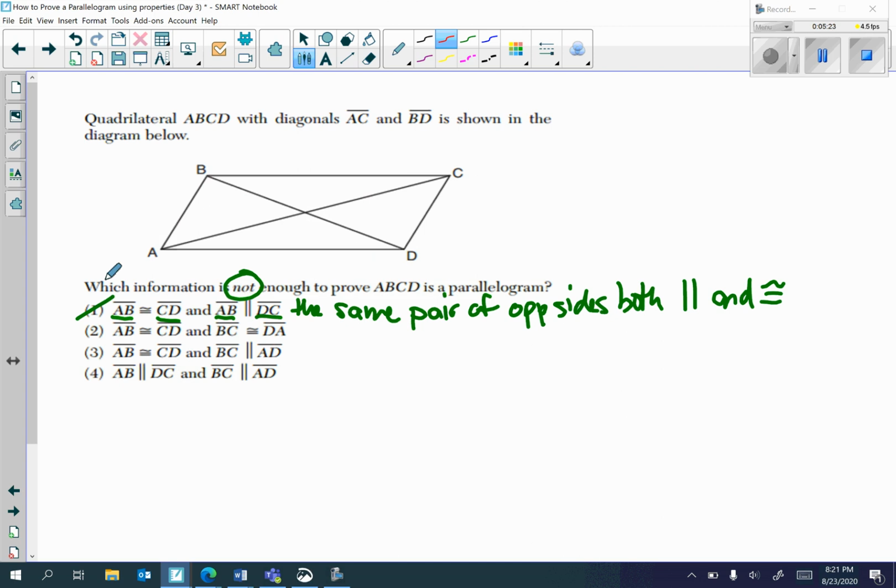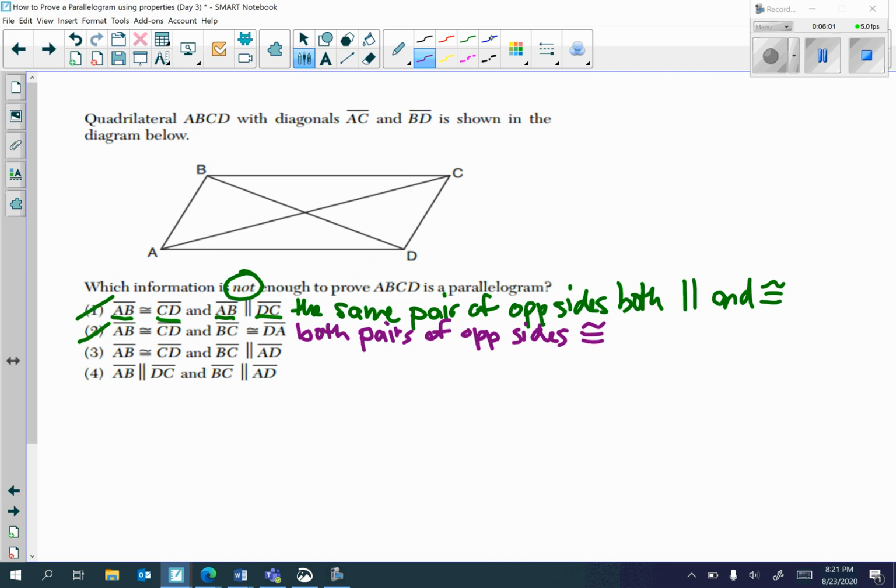Let's look at the second one. AB is congruent to CD, and BC is congruent to DA. That's both pairs of opposite sides congruent. That is also a way to prove that it's a parallelogram. Let's look at choice 3. AB is congruent to CD, and BC is parallel to AD. Notice those are two different opposite sides. So not sure about that one.